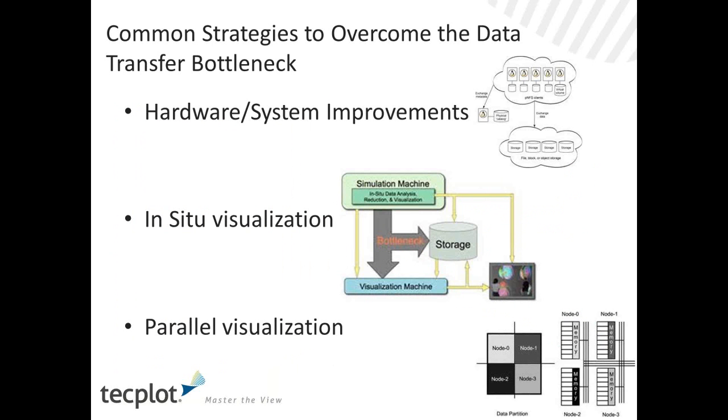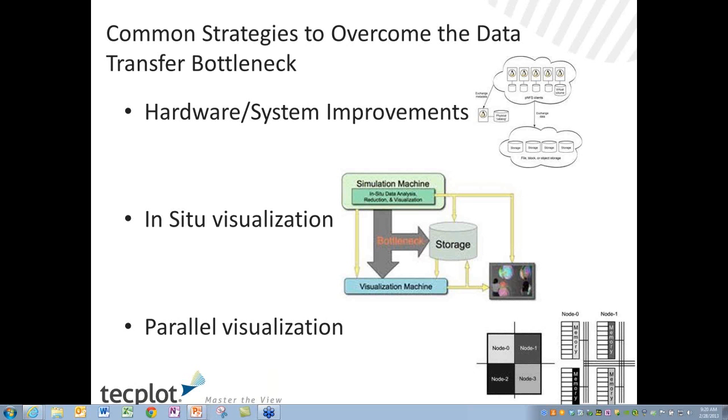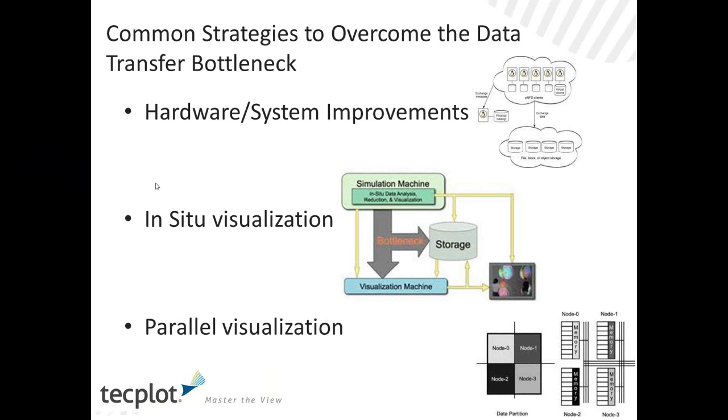Right. There are several options for doing parallel file systems. And if you think about it, if the problem is the hardware actually moving the disk underneath the head, then if you have multiple heads, multiple spindles, you can speed things up.